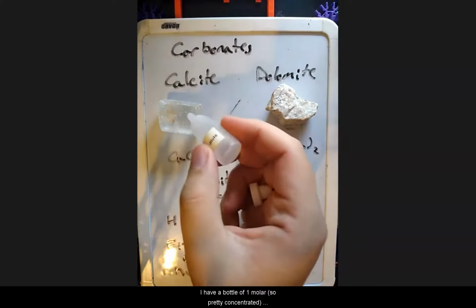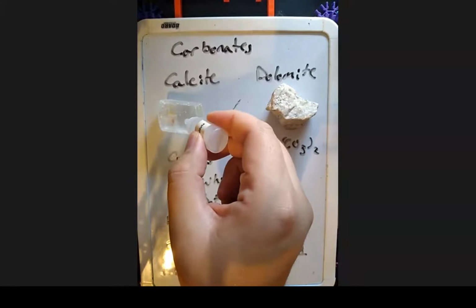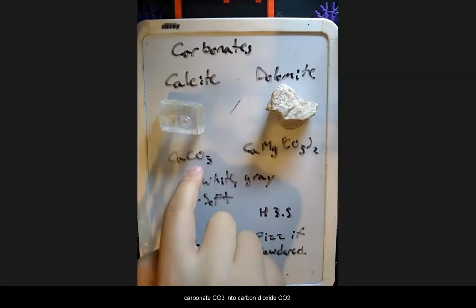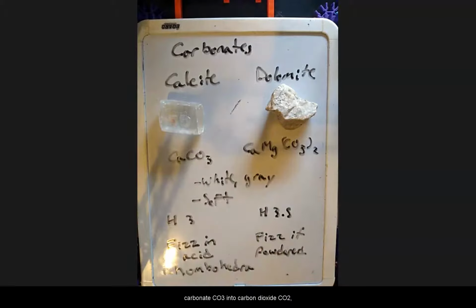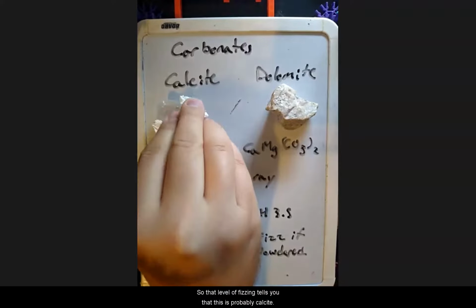Here I have a bottle of 1 molar, so pretty concentrated, hydrochloric acid. I put a couple drops on there and you can see those bubbles instantly start to form. What's going on is the acid is transforming the carbonate, the CO3, into carbon dioxide, CO2, and that carbon dioxide is a gas, so it bubbles off very easily. So that level of fizzing tells you that this is probably calcite.